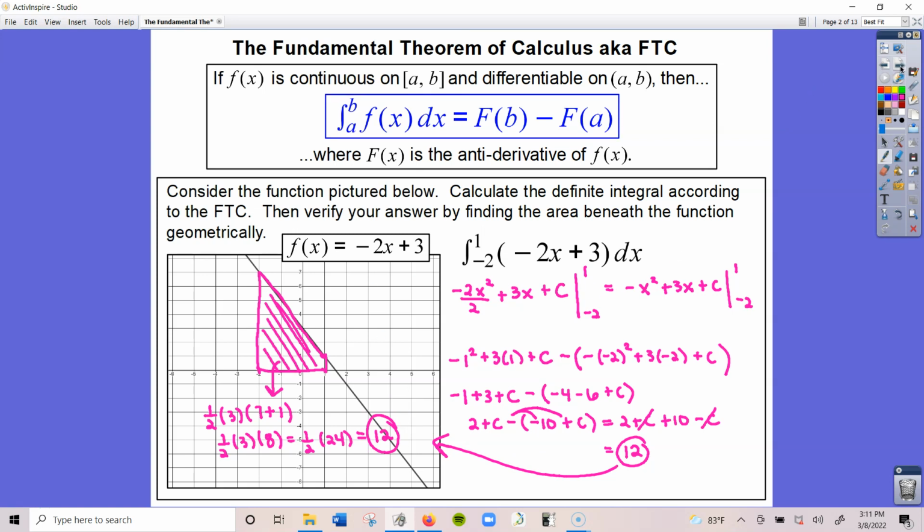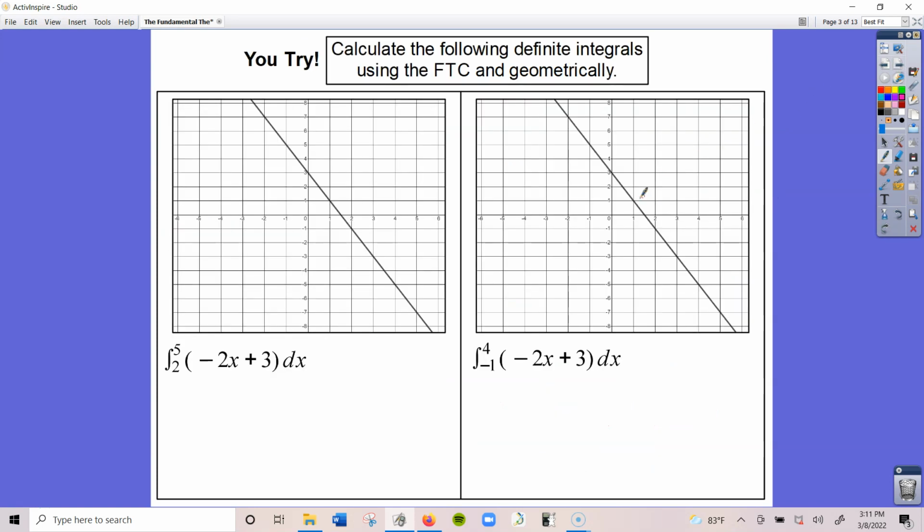Let's look at a couple more examples, but we're still using the same exact function. So we don't need to reintegrate. We've already done this. We know that this integral is going to equal negative x squared plus 3x. And that's for both of these because they're both the same.